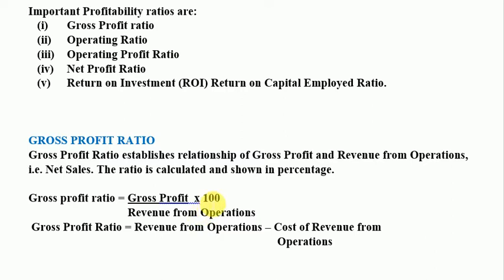So when we divide gross profit by revenue from operations, that is net sales, and multiply by 100, we arrive at gross profit ratio. Now, gross profit is equal to revenue from operations minus cost of revenue from operations. So what is revenue from operations? It is net sales. And what is cost of revenue from operations? It is cost of goods sold. So the difference of net sales over cost of goods sold gives you gross profit, which will be used in the formula of gross profit ratio. I hope this is clear. A plain and simple formula to remember.